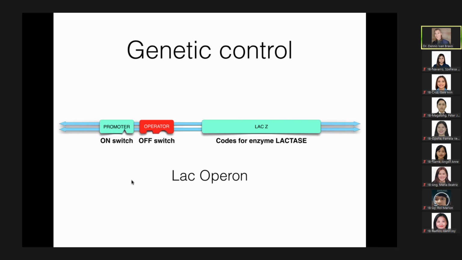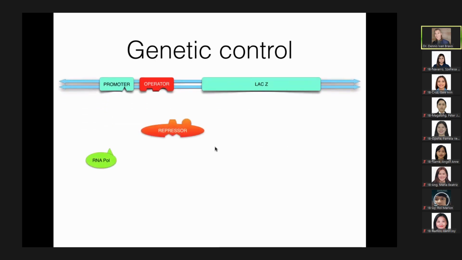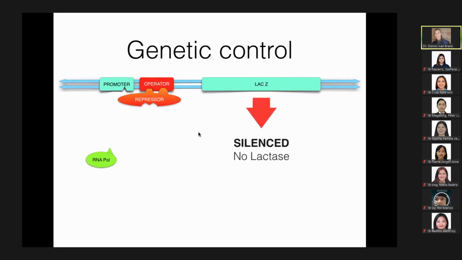So let's say that the organism does not have access to lactose, which means the lac operon has to be shut down. Without lactose, a protein repressor would be present. It binds to the operator, shutting down the lac operon because the RNA polymerase is unable to bind to the promoter region. If the RNA polymerase does not bind to the promoter region, there would be no transcription of this. In effect, it is rendered silent.